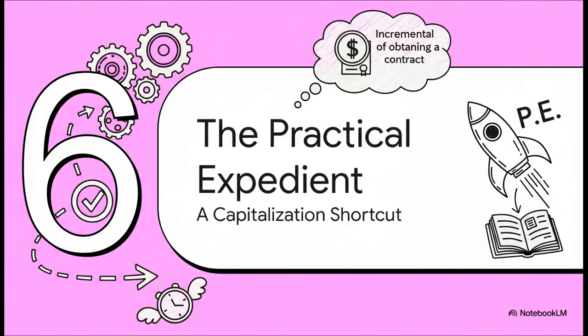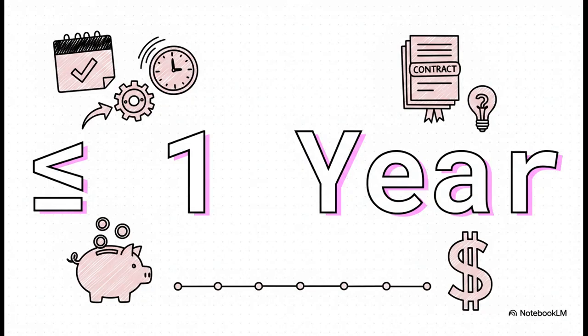Now, after hearing all of this, you might be thinking, wow, that is a lot of work, especially for smaller, shorter contracts. And you'd be right. The good news is the standard setters recognize this and built in a shortcut, what they call a practical expedient. And the magic number for this shortcut is 1 year.